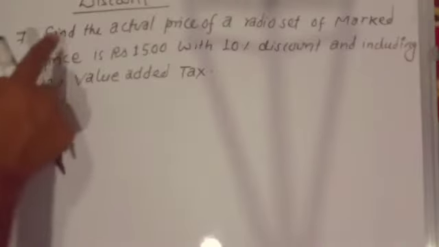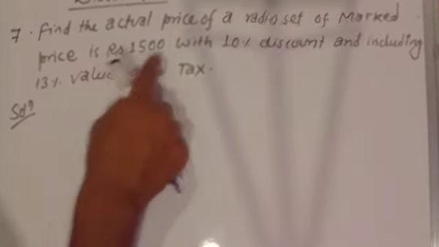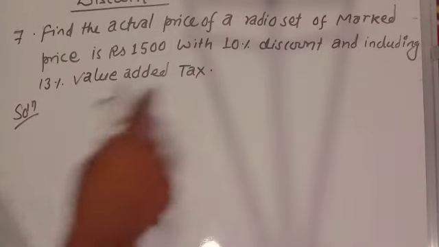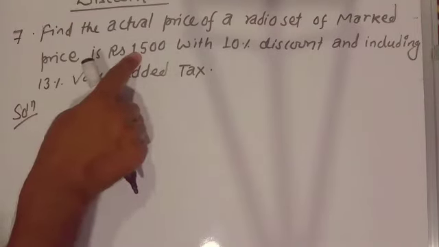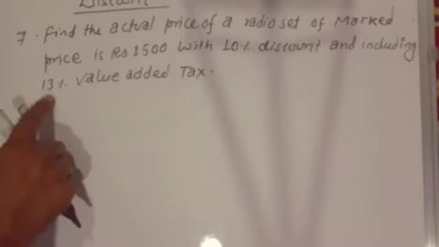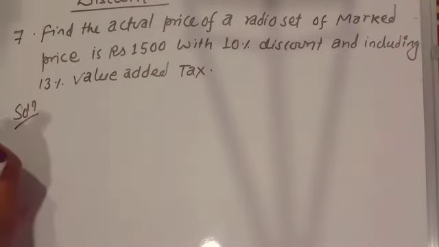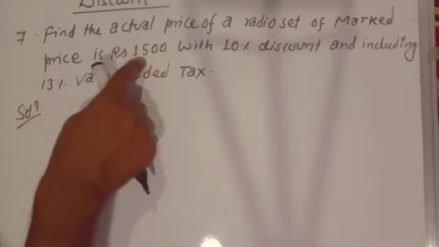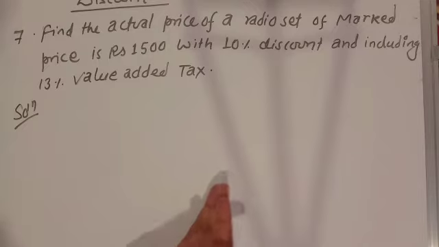Okay, next question. Find the actual price of a radio set of marked price Rs 1500 with 10% discount and including 13% value added tax, VAT. In this question, marked price is given, discount percent is given, and 13% VAT is given, which means we have to calculate the actual price, meaning price with VAT. MP is given, discount percent is given, so find the discount amount at first, then price after discount, then find the VAT amount, at last we have to calculate the price including VAT.